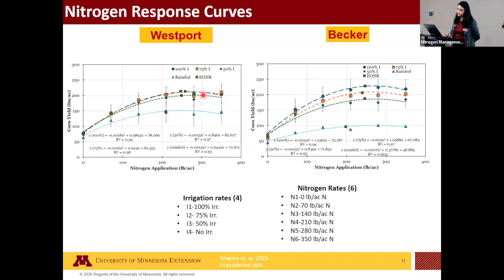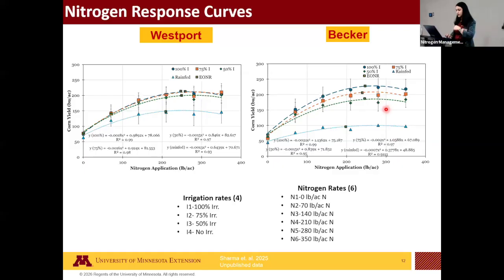The reason for the no difference between 100% and 50% is that at Westport site, first of all, our soil water holding capacity was better than what we have at Becker, and also the rainfall frequency and the timing of the rainfall. So overall, the total seasonal rainfall wasn't that different, but when it rained, it also mattered. So at Westport, even in the dry years, we got very timely rain, so our irrigation requirement wasn't that big at Westport as compared to Becker.